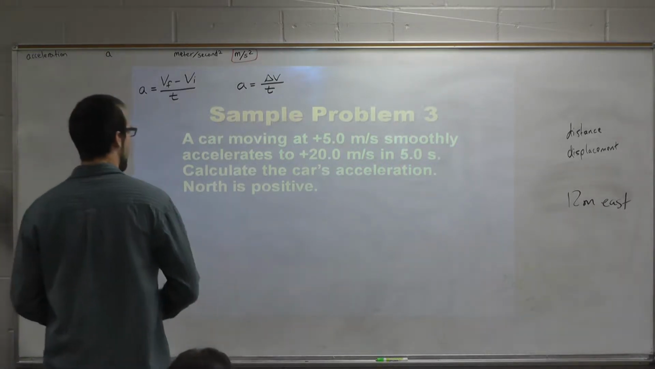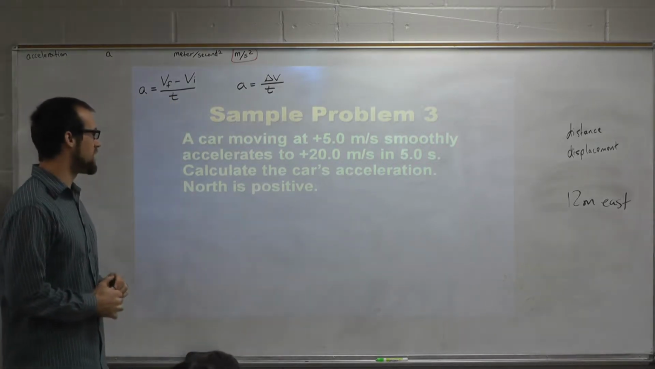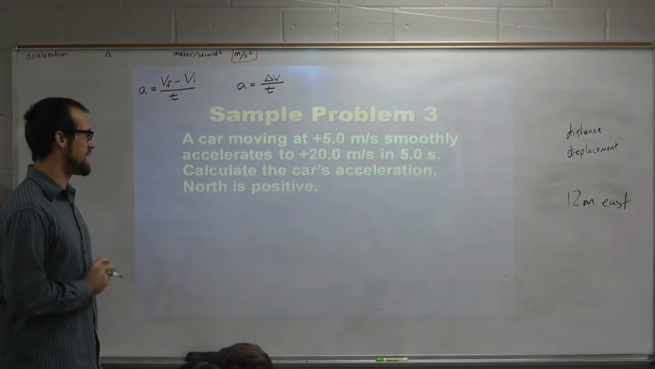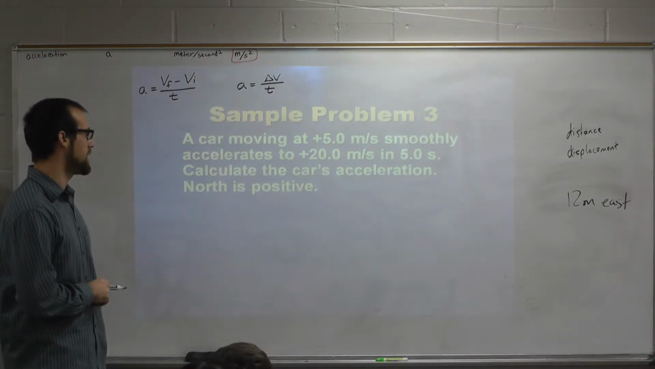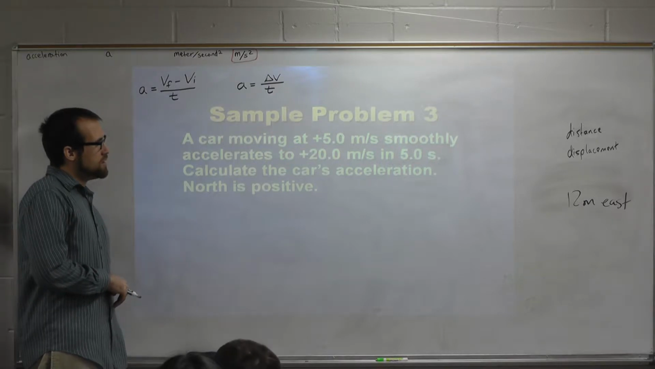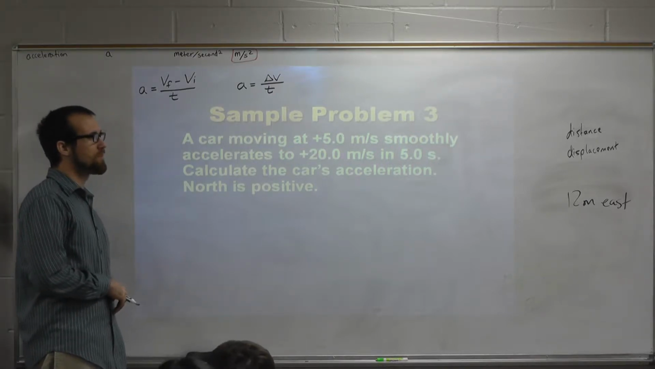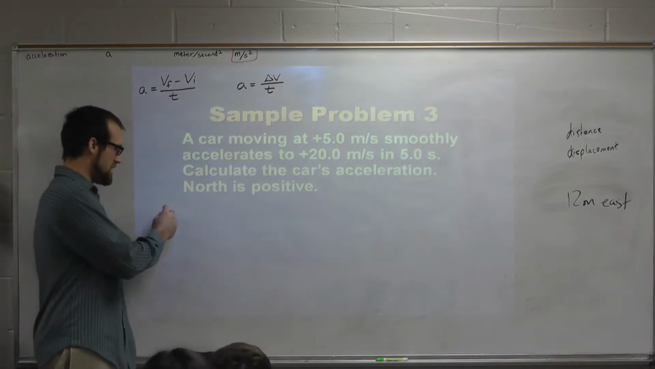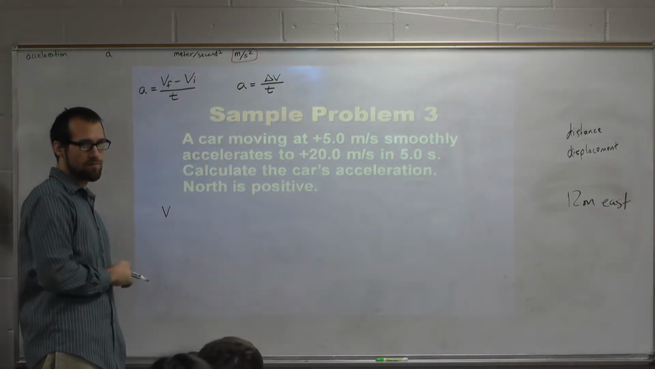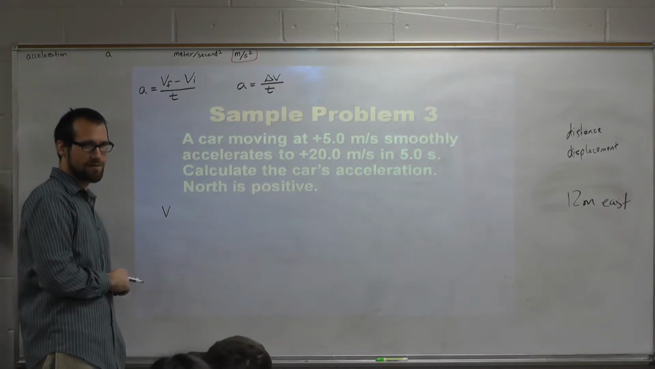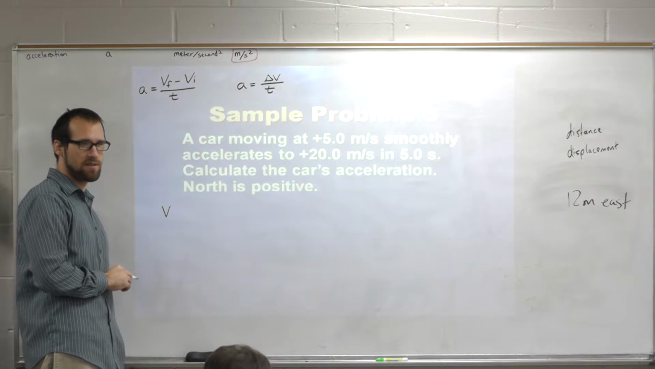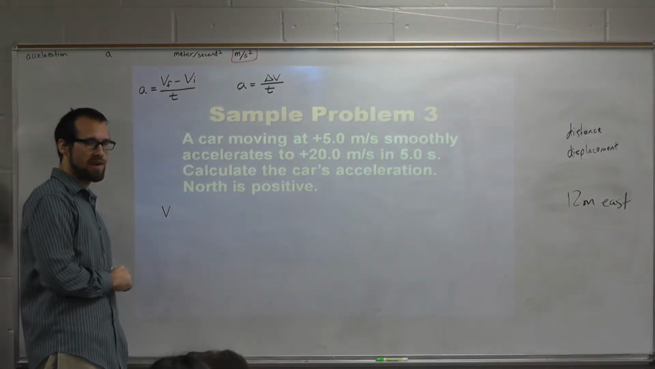All right, let's label. A car is moving at 5.0 meters per second smoothly, accelerates to 20 meters per second in 5 seconds. Calculate the car's acceleration. North is positive. Okay. Anybody got an idea what a variable we have up here is? Rose? Velocity, okay. So just V. Well, which one is it? That's the initial velocity. Everybody see why that's the initial velocity and not just v? Why is that the initial velocity?